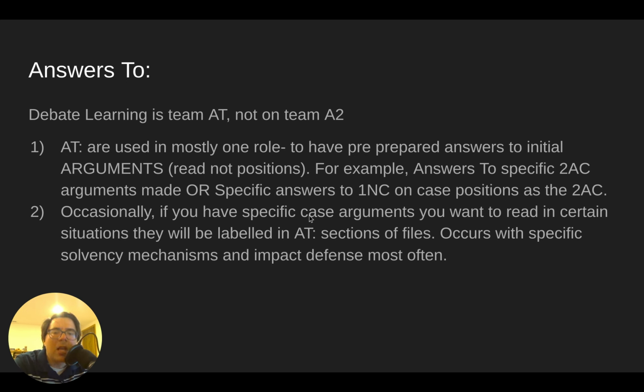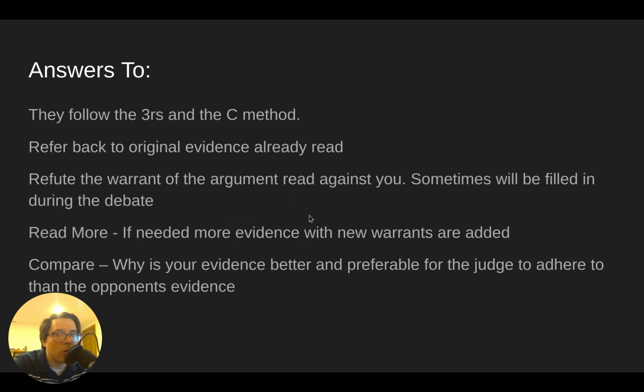There is a second place where answers to can happen, but this is far less common. And this is when you have specific case arguments you want to read in certain situations. They'll be labeled as answers to sections of files. Usually this is dealing with specific solvency mechanisms, or most often it's about impact defense. So let's say that the affirmative has an economy causes war impact. You might have an answers to section where you have pre-selected arguments that you are going to read when they say economic collapse causes war.